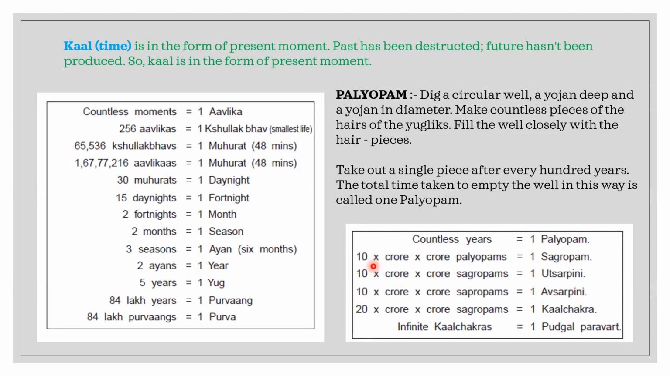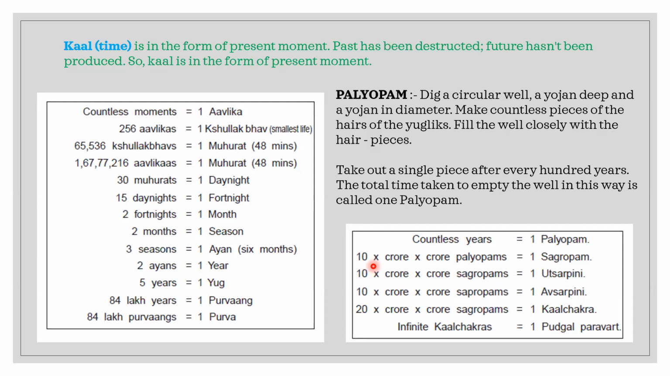It says that if you dig a circular well that is 1 yojan in diameter and 1 yojan deep, and you fill this well completely with the hair of yugliks, which are very soft and very small, so that no more hairs can fit inside this well, and every 100 years you take out 1 hair, the time it takes to empty the whole well is known as 1 palyopam. So it's basically countless years.